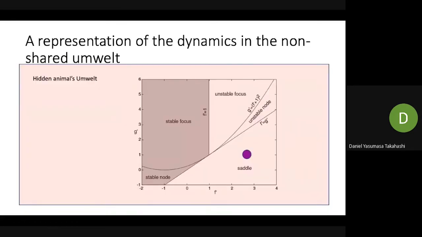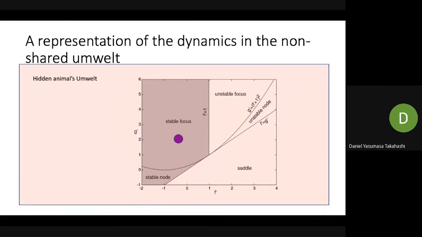So which means that in this assumption, we will be assuming that there is a dynamic in the hidden umwelt that would control the dynamics in the shared umwelt. Right? So here, for example, I'm representing by two parameters, F prime and G prime, the parameters that control the dynamics. And let's say that in the very beginning, the dynamics that we saw was in this purple region. So it's represented by this purple region. And whenever the dynamics in the shared umwelt change, hits the wall or interacts with the world, you see that the process in the hidden umwelt will change.